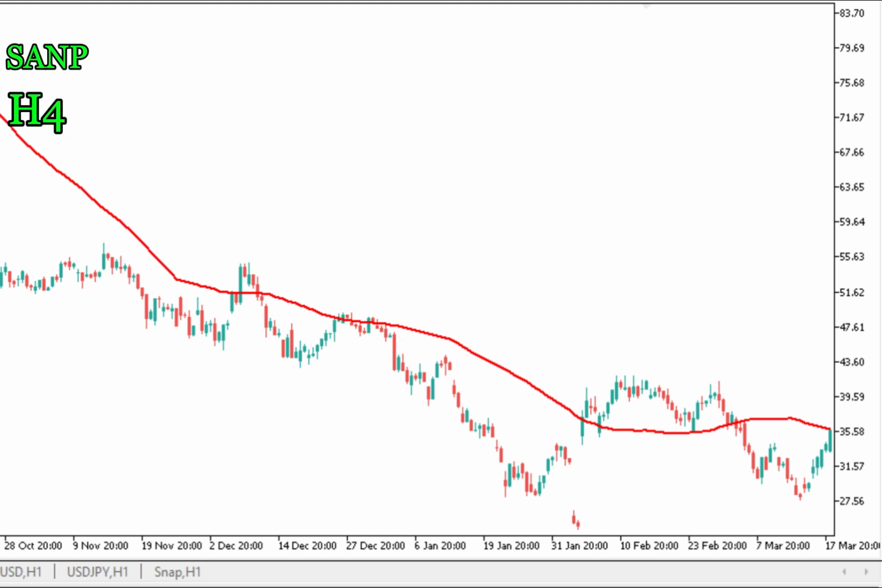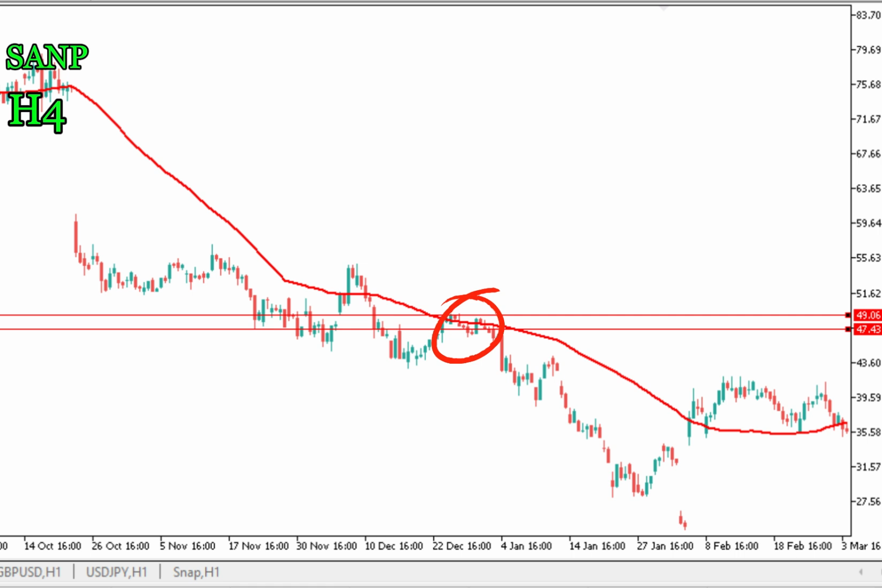The third condition is the pullback must be at the point of value. As you can see right here, this level has been tested almost thrice in the past, right here and here and here, meaning this is a very strong point of value. And the last condition is we wait for a candlestick confirmation signal. As you can see right here, we had a bearish harami, which is a candlestick sell signal.